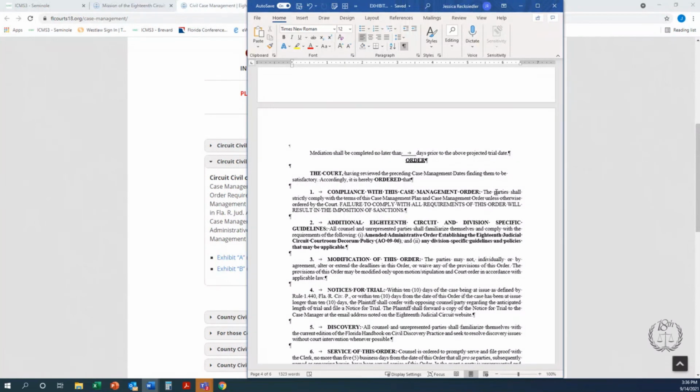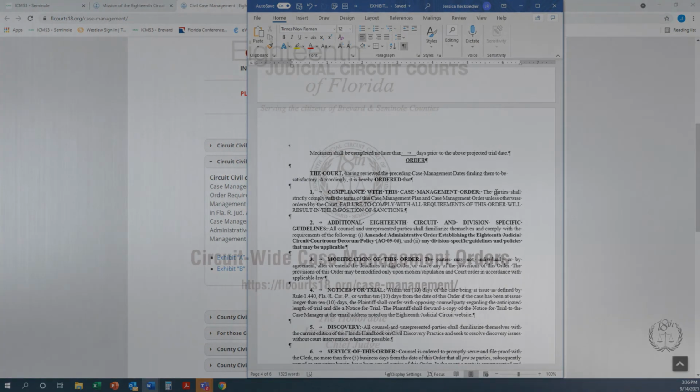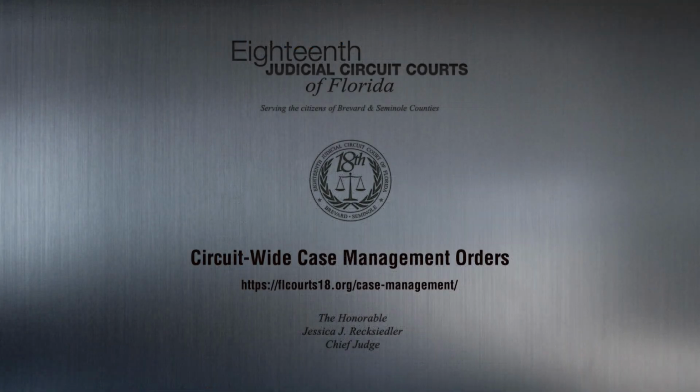If case management orders are submitted and signed prior to the order to show cause, and they must also be signed and accepted by the court, then the parties are not required to appear for any order to show cause hearing. It's only when it's still failed to be submitted that they are required to be submitted to the court.